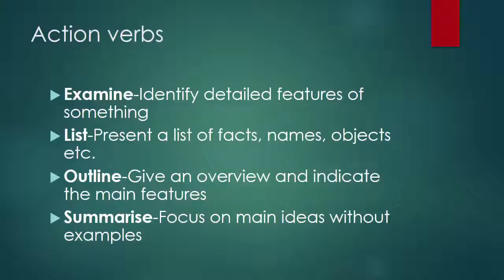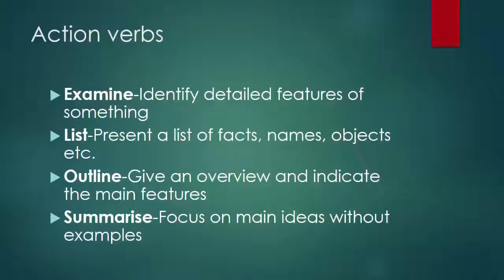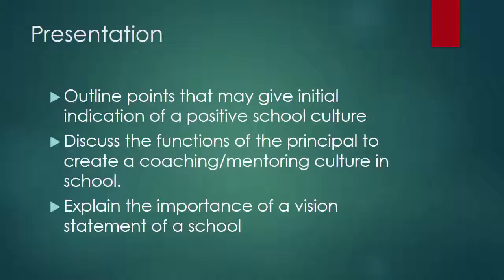Examine. Identify detailed features of something. While listing, if the question asks you to list, you are simply giving names, it's very, very simple. No details, just list. While outlining, you give an overview and indicate the main features. So you are doing two things here, overview and then main features. Summarize, simple. Focus on main ideas and don't bring in examples.